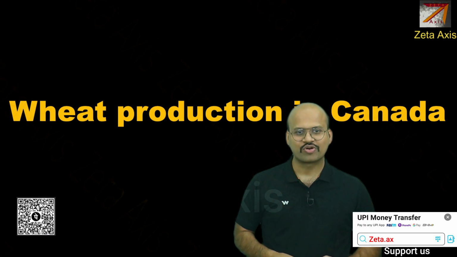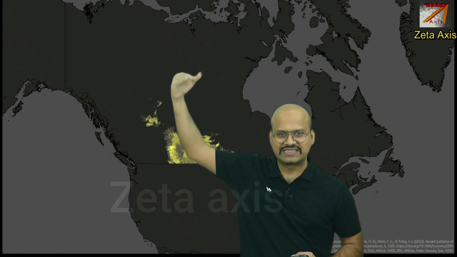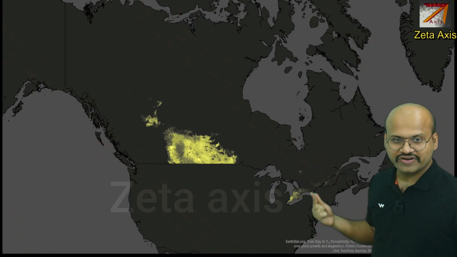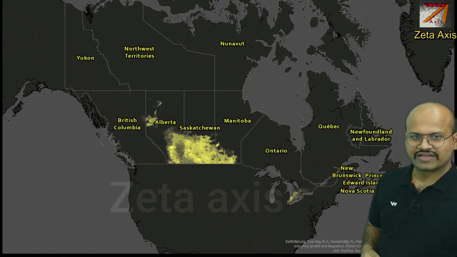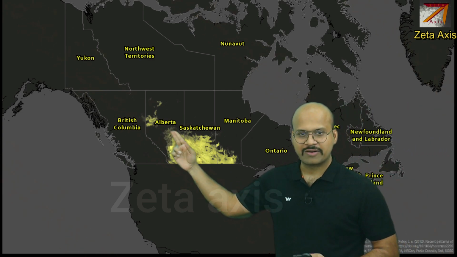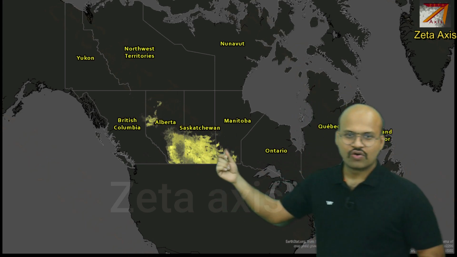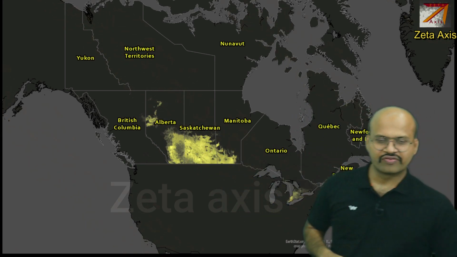Now let's see the wheat production in Canada. Here we can see that the production of Canada is mainly confined to the southern and central provinces. We can clearly see that there is some production of wheat in these provinces. If we see the provinces of Canada, then we can clearly see that Alberta and Saskatchewan have the most production of wheat, while Manitoba and Ontario also have some proportion of production of wheat.